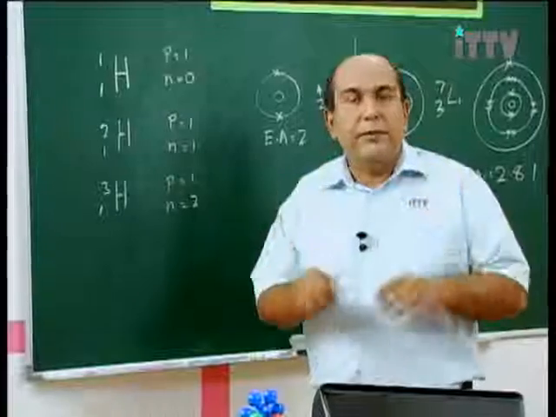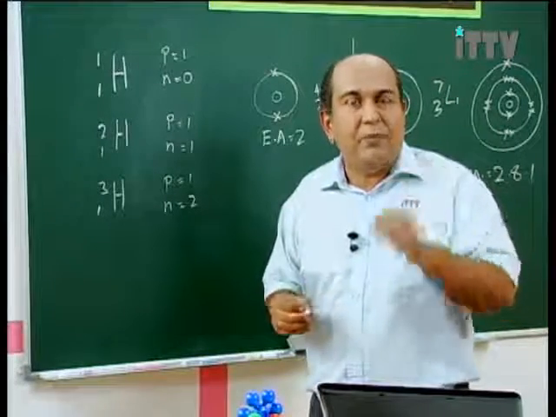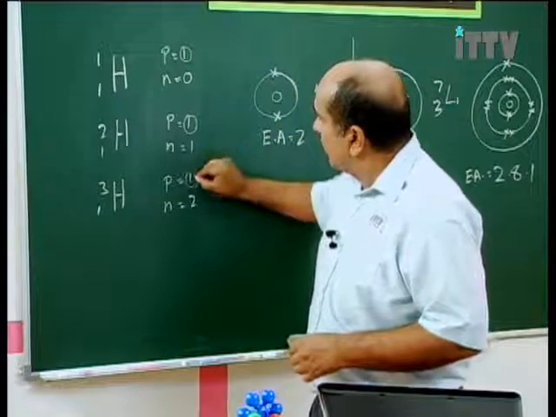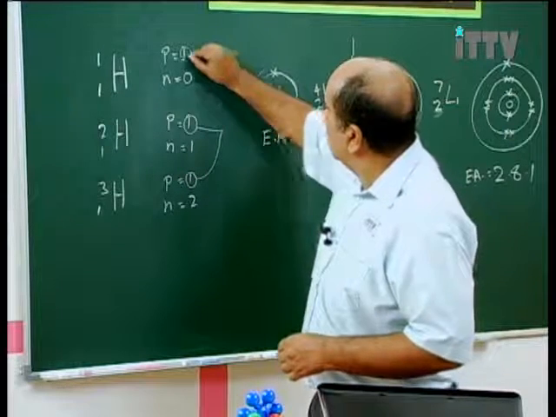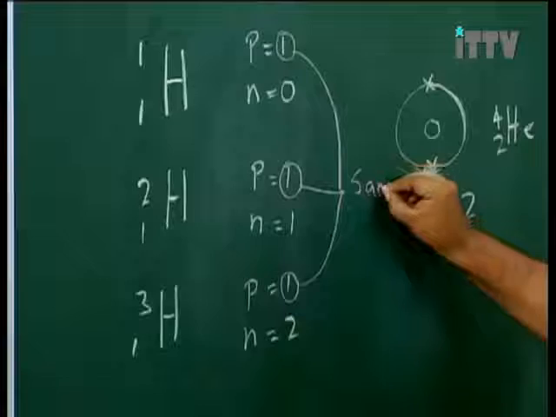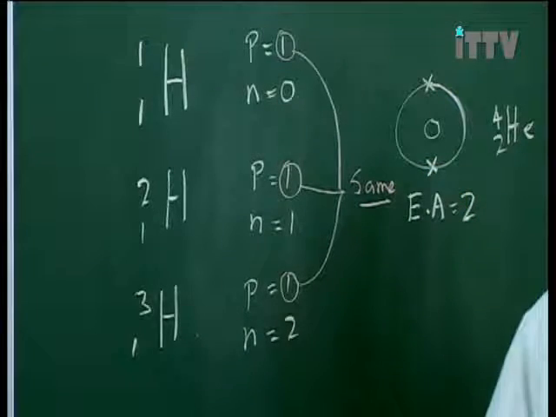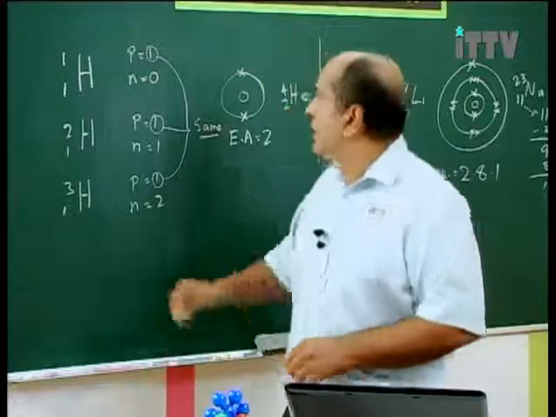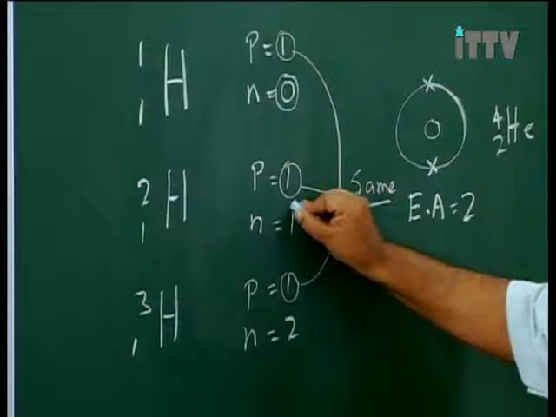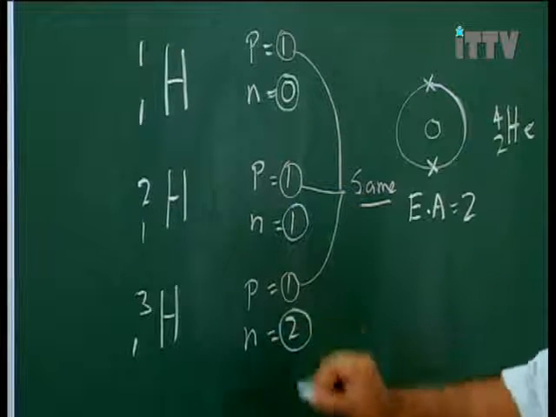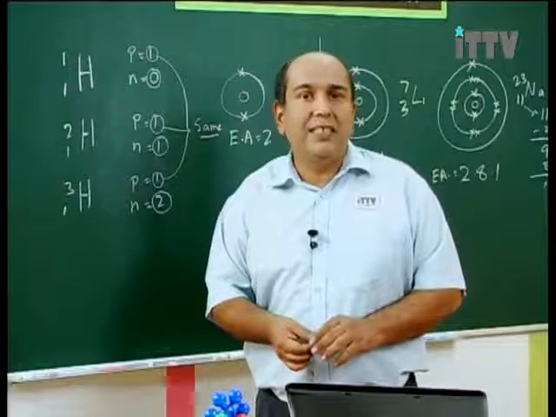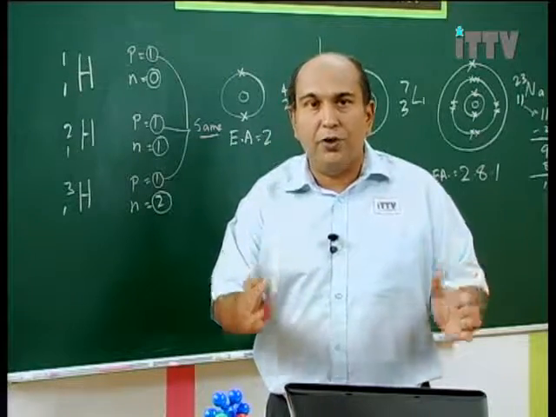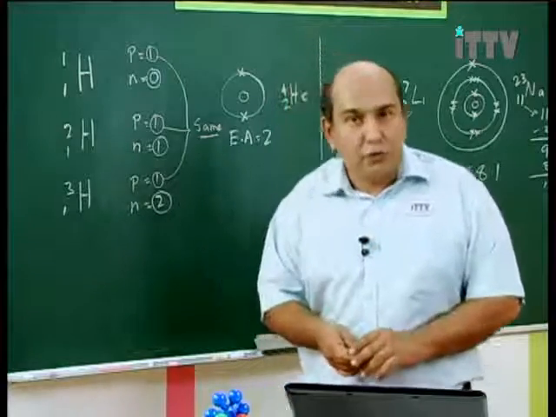Now let's clearly see the definition of isotope is same number of protons. The proton, the proton, the proton, all of them are the same. So the proton number is always the same, but the neutron number is different. Here I have 0, here 1, here 2. So the neutron number is different. So this is the main thing about an isotope. Same number of protons, but different number of neutrons.